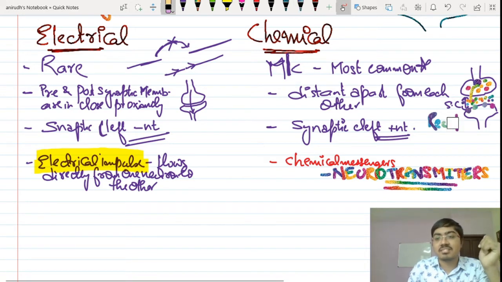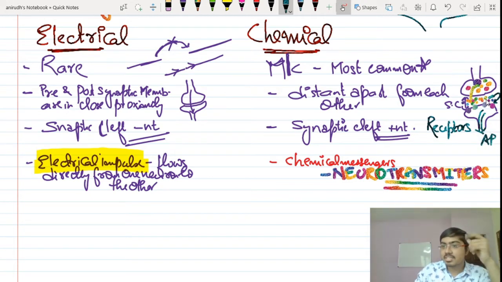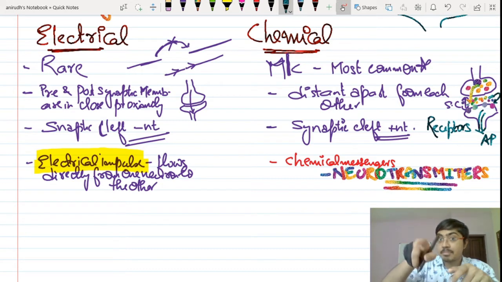I will write it smaller, because this is more difficult this way. So you have something called receptors. To these receptors your neurotransmitters will attach, and once they attach they will evoke depolarization in the second neuron, and your action potential will start flowing in the next neuron. So these neurotransmitters are synthesized in the synaptic knob.